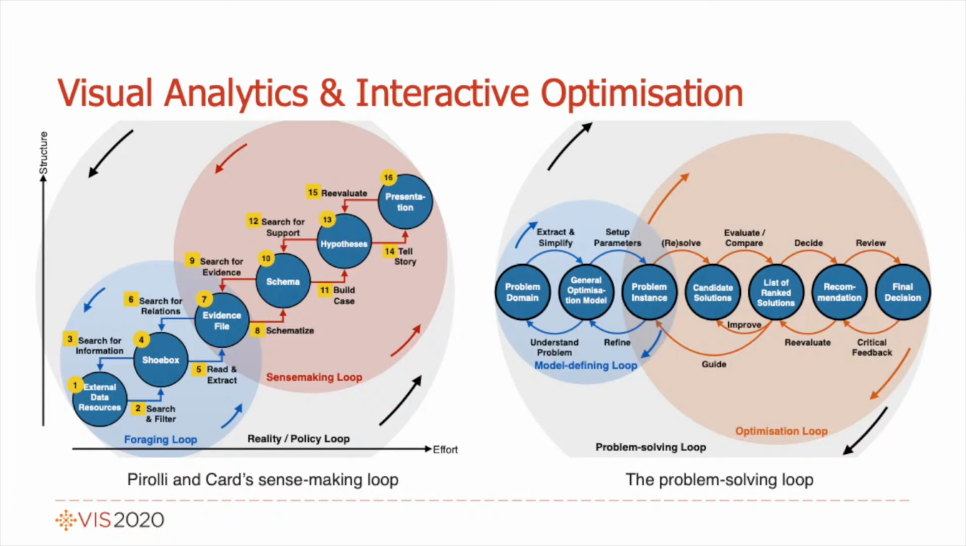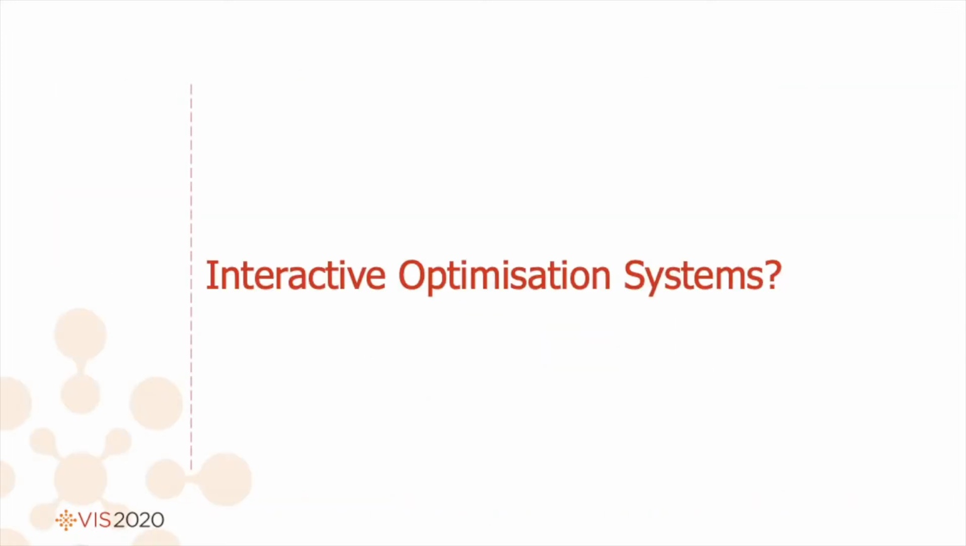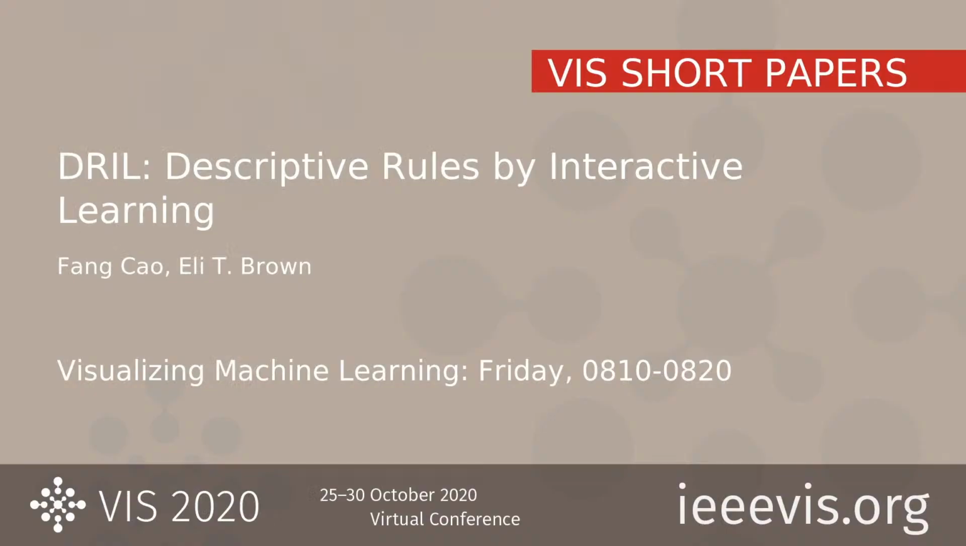There are many similarities between visual analytics and interactive optimization. The design of visual interfaces for optimization systems is an application of visual analytics. However, many optimization systems are automated. If you are thinking of building an interactive optimization system, come to our talk. We have prepared some tips for you.